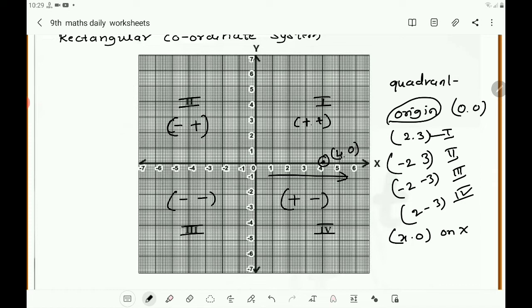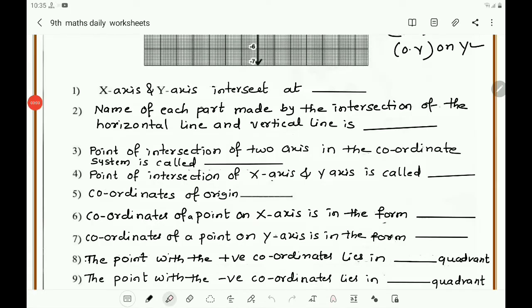And if a point is on the y-axis, consider here is a point. And what are its coordinates? Here x is 0 and y is 3, (0, 3). So this is in the form of (0, y), that is on the y-axis. So a point on the x-axis is in the form of (x, 0) and a point on the y-axis is in the form of (0, y).